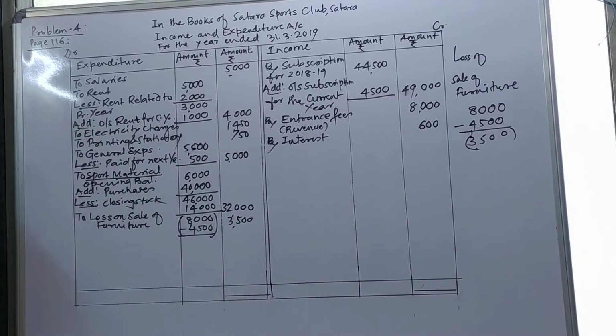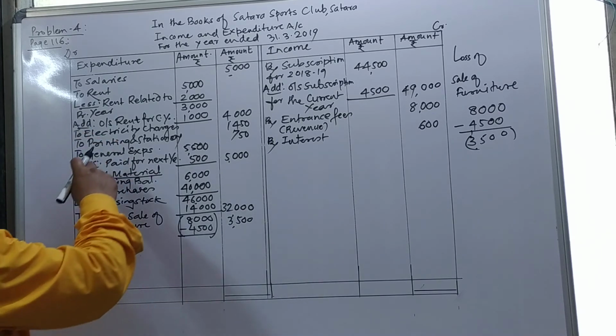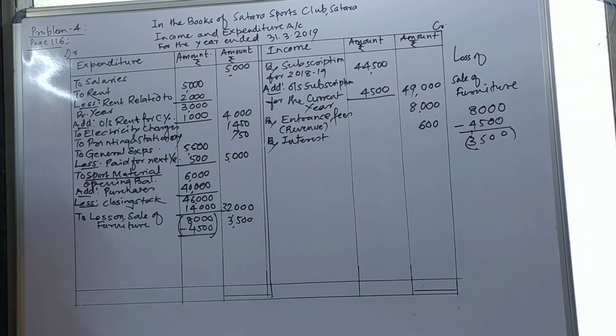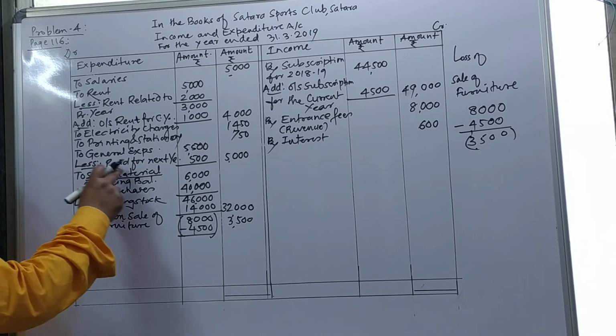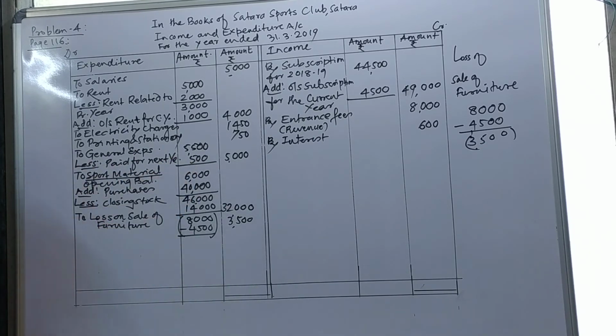Here no balance sheet is asked, therefore we are not posting the outstanding rent for the current year on the liability side because we are not preparing it. Then electricity charge has no adjustment, 1,450. Printing and stationery 750, no adjustment. General expenses has an adjustment because it is given that the general expense includes rupees 500 paid for the next year. Therefore I deduct this: general expense 5,500 less paid for the next year 500. It comes to exactly 5,000 on the outer column. This paid in advance for the next year must be shown on the asset side of the balance sheet, but we are not preparing that.